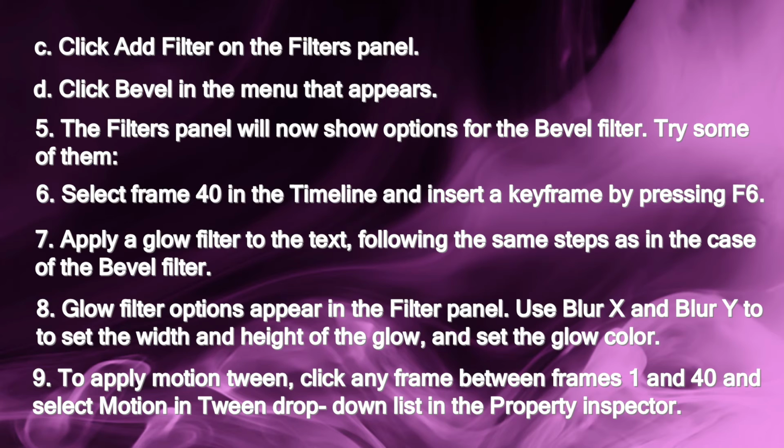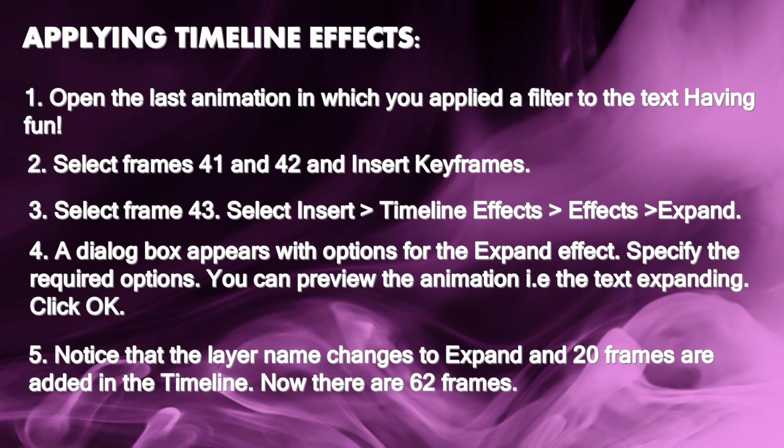To apply a motion tween, click any frame from 1 to 40. Select Motion in the Tween drop-down list in the Property Inspector and save the file. Flash provides predefined motion tweens that can be applied to a graphic symbol. Let us create an animation to apply these effects.